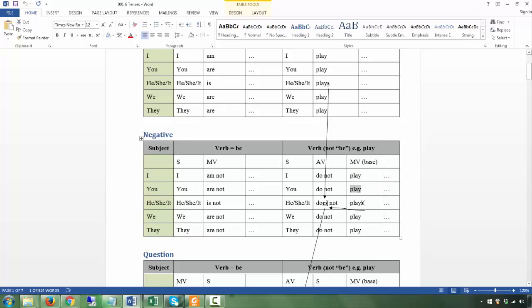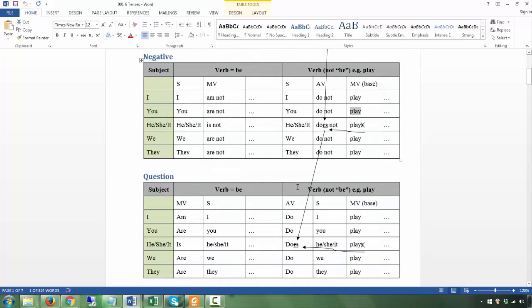No, the S goes here. That's why I put the arrow S here. The S goes into the auxiliary do, becomes does. Remember, auxiliary just helps to form the tense. There's no meaning there. So when you say I do not play, it's nothing about do, it is about play. This has no meaning whatsoever, but you just need to use it. You just need to use do not or does not: does not for he, she, it; do not when your subject is I, you, we, they.